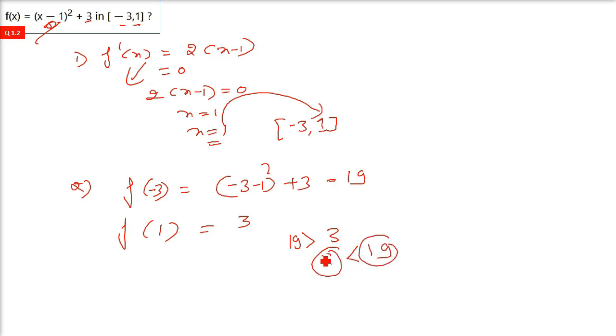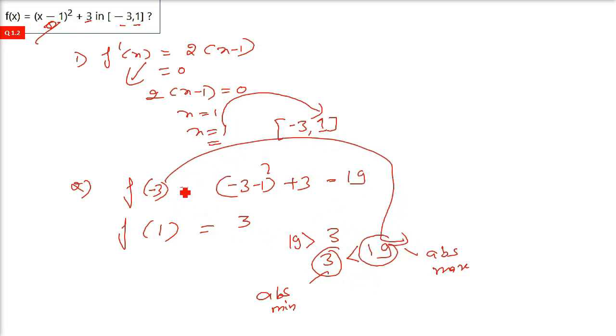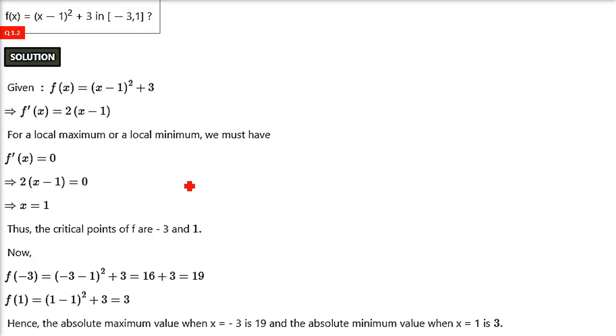So the lowest or the absolute minimum value is 3, which we got when we placed x equals 1. Similarly, the absolute maximum value we got is 19, which is the maximum value, and this we got when we had x equals -3. This is the reference for you. You can follow this reference and solve it.